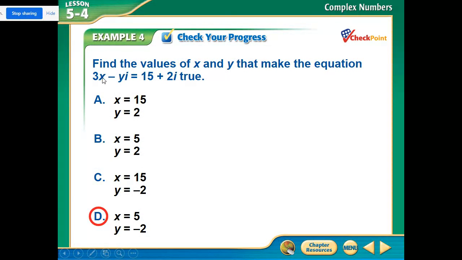So we can do that again. Here we have 3x equaling 15, so x is 5. And here that's 2, so this has to be negative 2.